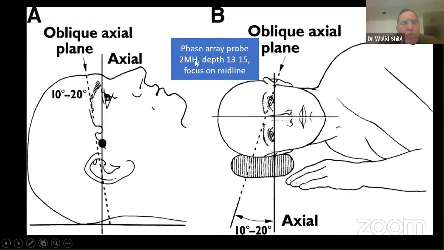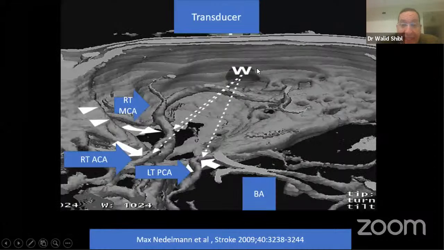Most of the machines now have TCD as software. You can select it, and the depth is 13 to 15 to see the other part of the skull, and you will adjust the focus in the midline. And as you see here, my probe is in the famous temporal window in the left side, and as you see here, the ultrasound beam is directed in this direction.